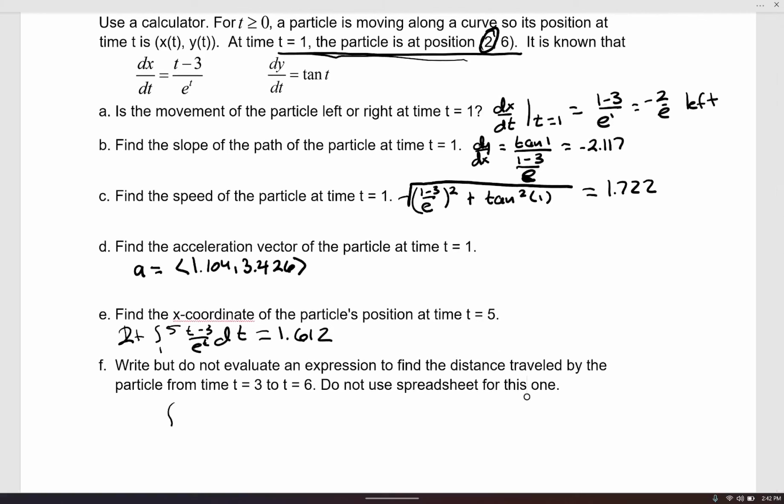Right, but do not evaluate the expression. Find the distance traveled by the particle from time t equals 3 to t equals 6. So the integral from 3 to 6 of the square root of (t minus 3 over e to the t) squared plus tangent squared t dt.